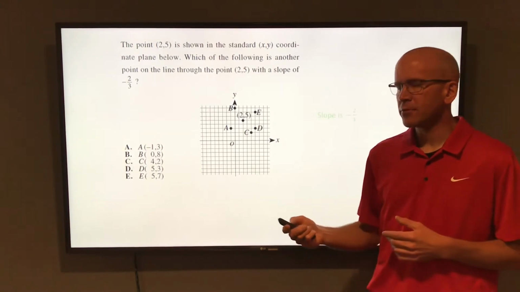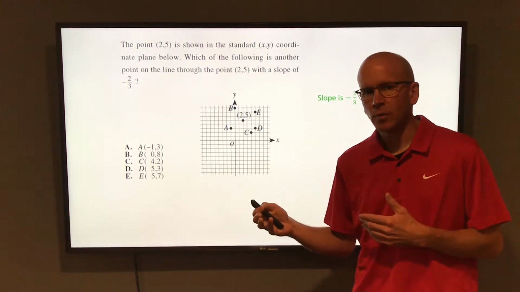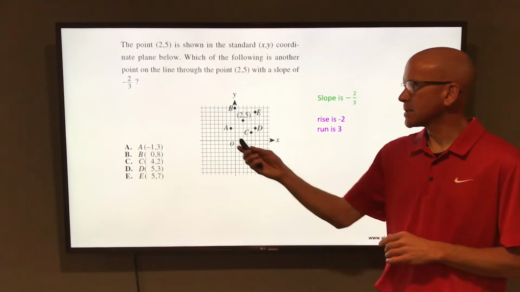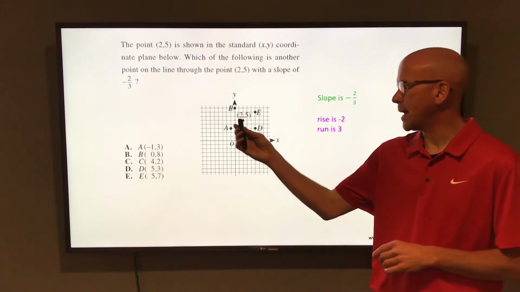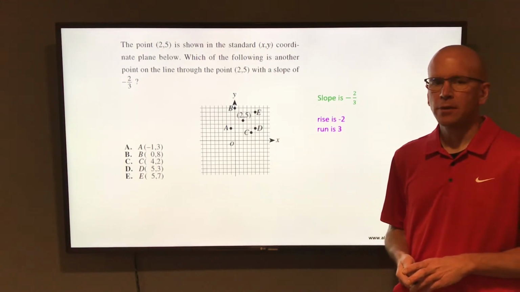Well, slope is rise over run. So you're going to take that point of 2, 5 and apply rise over run to it to get another point. So rise, in this case, you could think of it as negative 2. Run is 3. So either you're going to go down 2 and to the right 3, or up 2 and to the left 3 to arrive at another point.